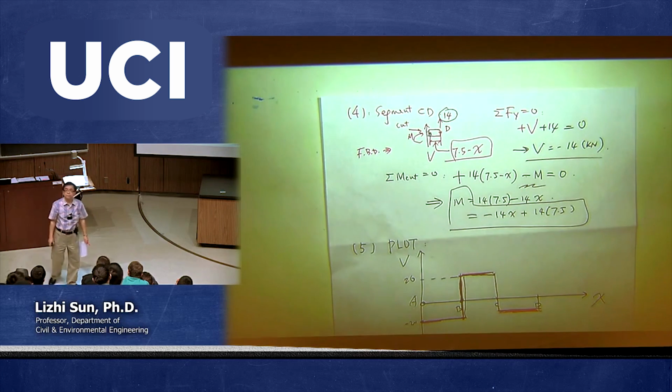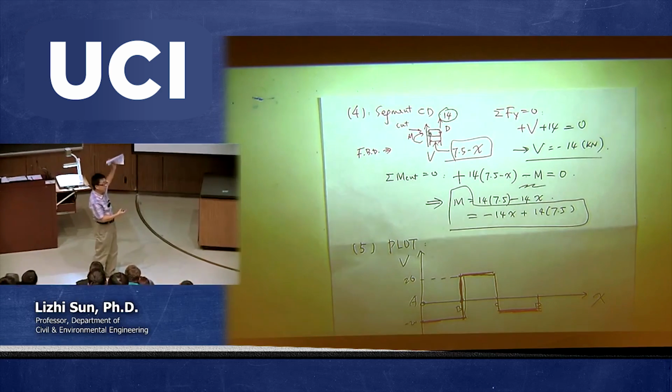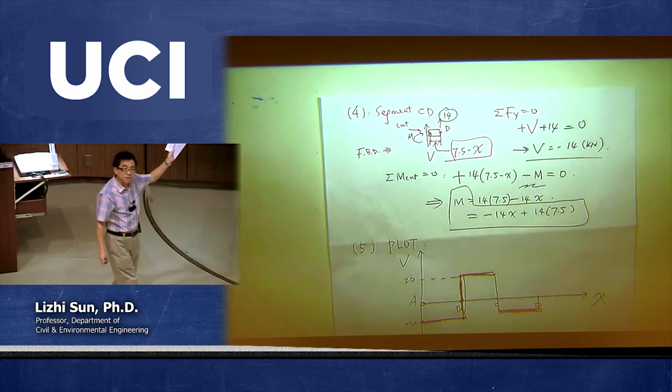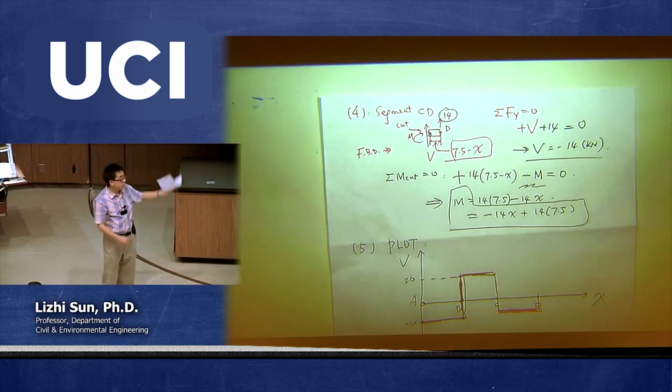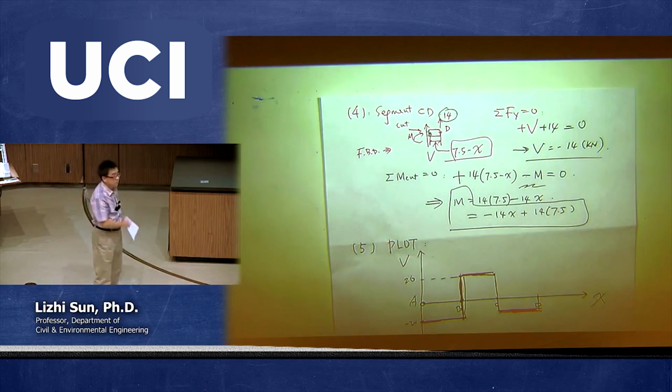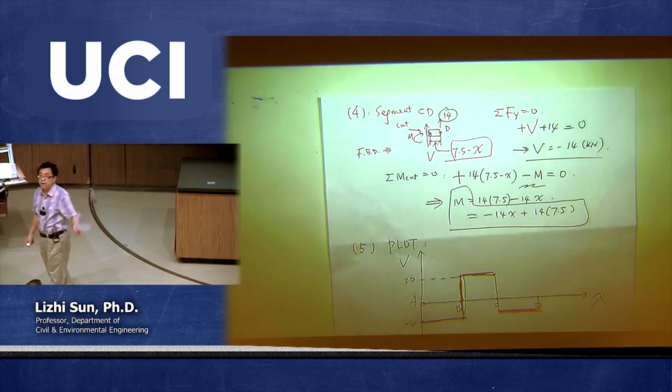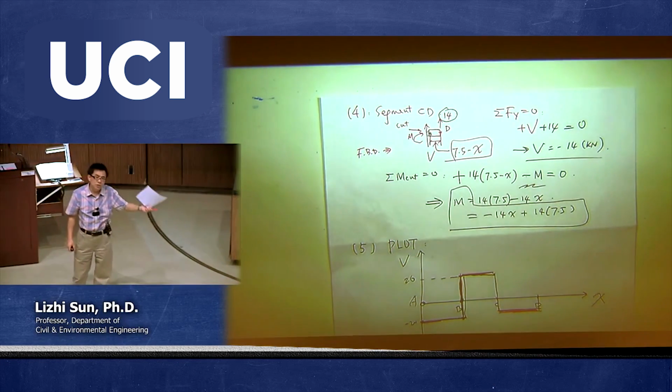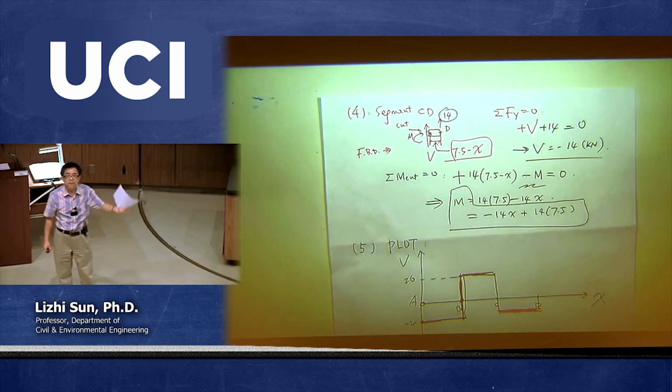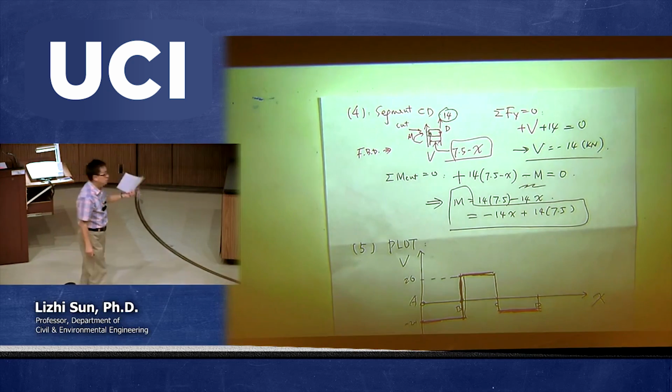Any other questions? Okay, so now we are moving to the last step because we're all done. The minimum number of cuts is 3, and we're done. So just don't forget the last step, which is called the plot. So we need to finally draw the shear diagram and the bending moment diagram. Okay? So let's do the final step.